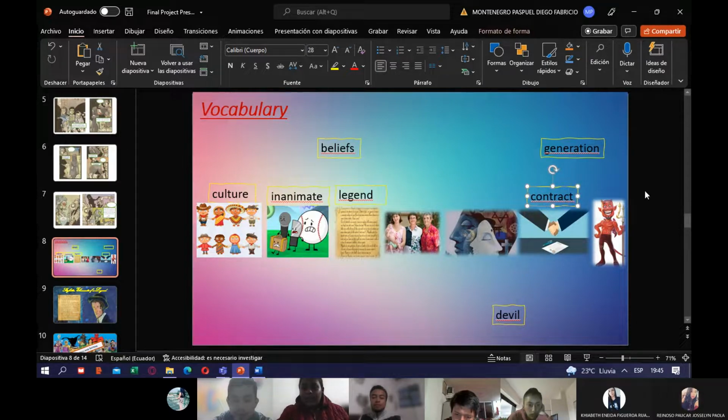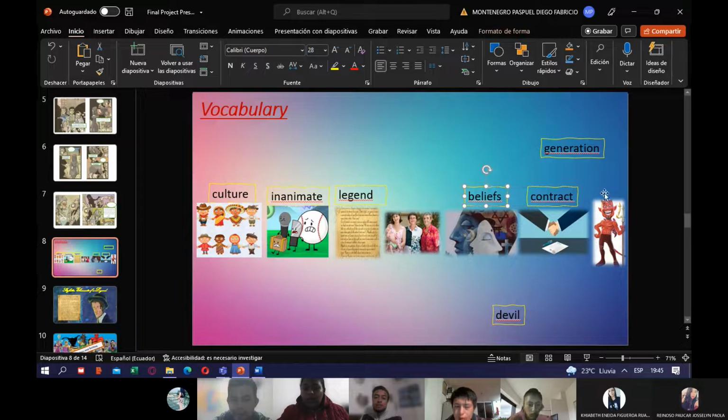And Juan, beliefs. What do you think about beliefs? With the picture that has two faces. The faces one, okay.